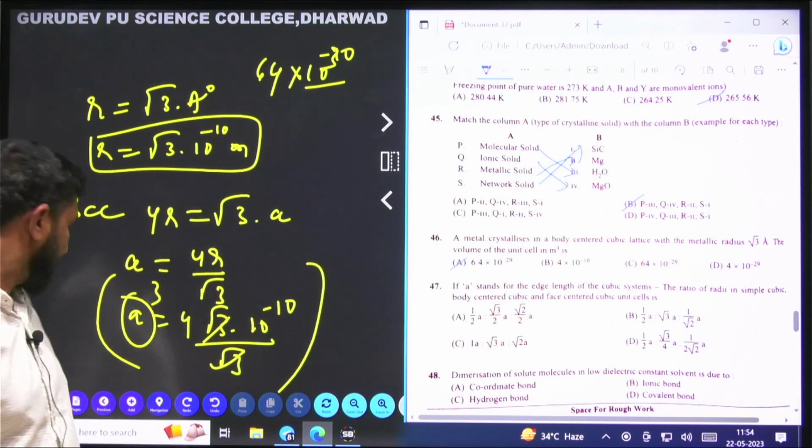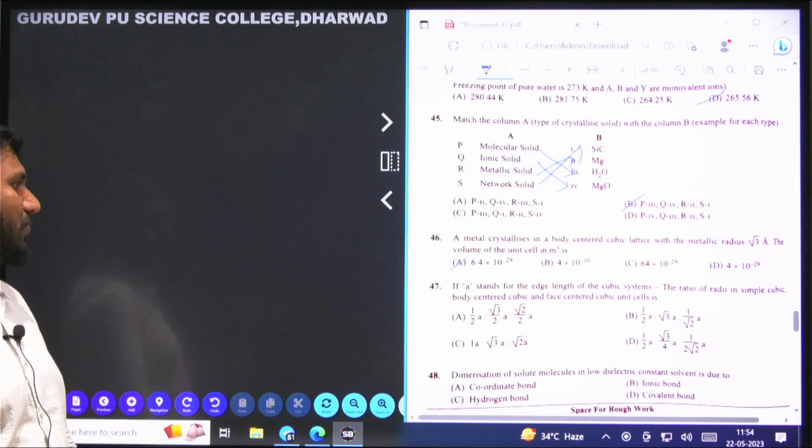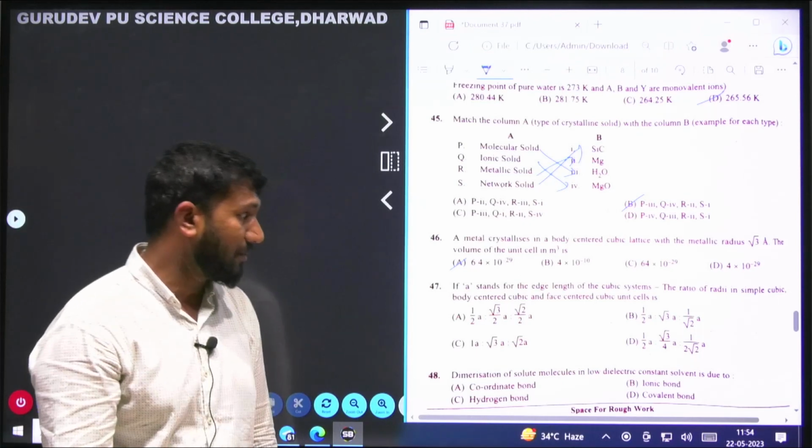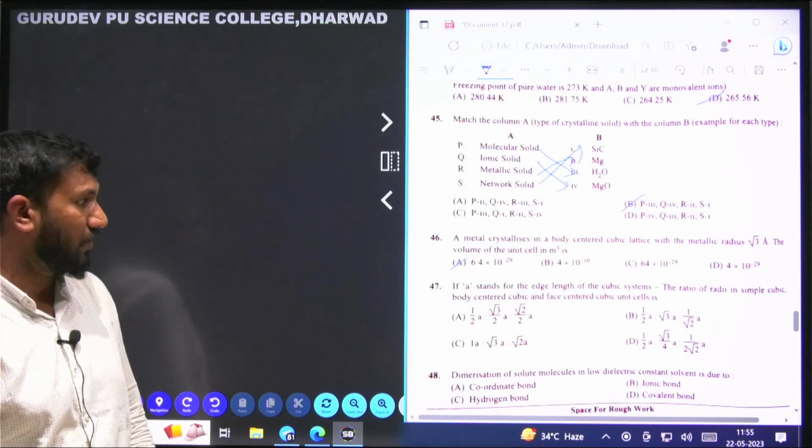Next question, 47. If A stands for edge length of the cubic system, the ratio of radii in simple cubic, body centered and face centered cubic unit cell.